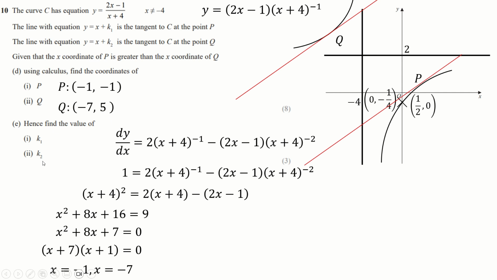Hence, find the value of k1 and k2. So we know these coordinates now. So we can just say, for P, that went through this line here, which was the one for this one. So that's k1, because it was the one for P. So let's just substitute in -1 and -1 into here, because that's the one for P. And we'll find k1 is clearly 0. And then let's substitute -7 and 5 into here, and we'll find k2 is that. That's the whole paper. Thanks for watching. I'll see you next time.